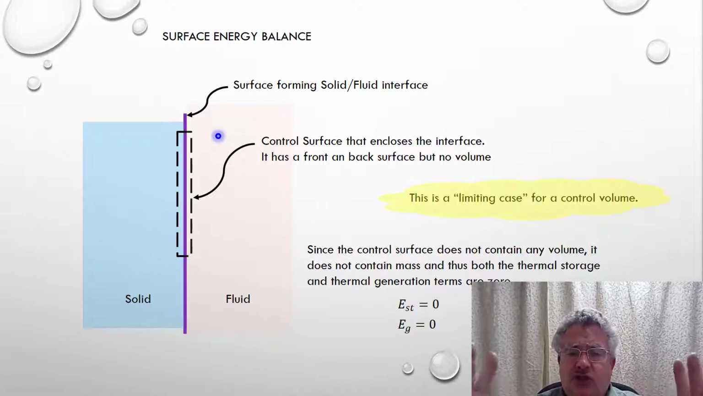You take the sides of the control volume and let them squish in until there is only an input side and an output side, but those surfaces don't encompass any volume. So again, it's a thought experiment, but it allows us to discuss what's happening directly at the surface of a control volume. And since this control volume doesn't have any mass inside of it, there is going to be no stored energy or no generated energy within that control volume.